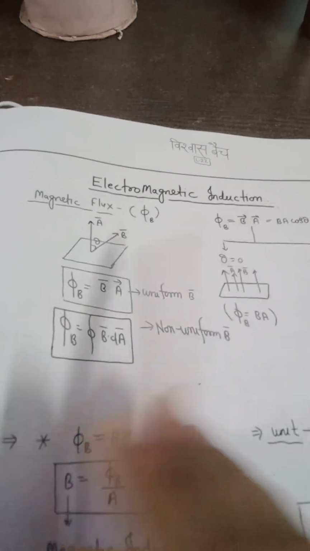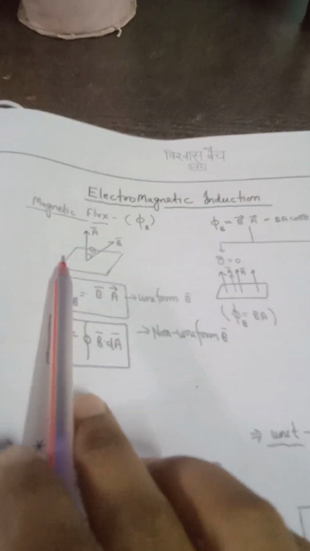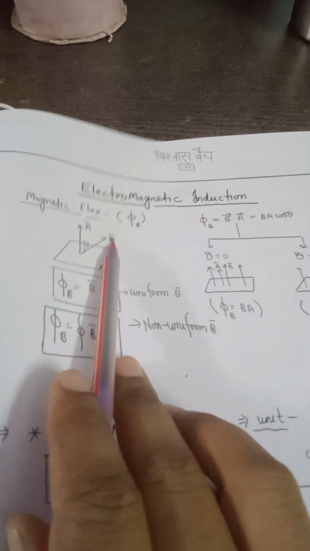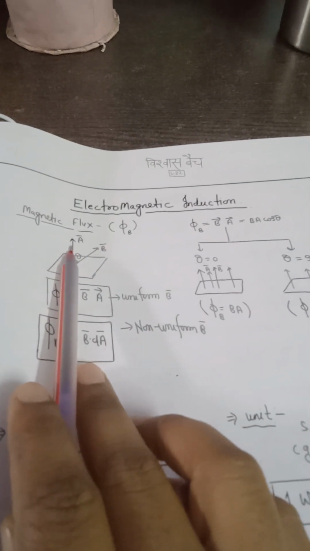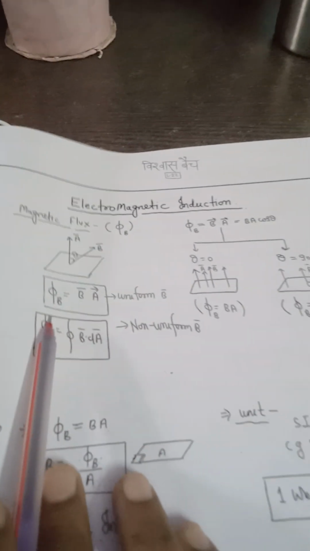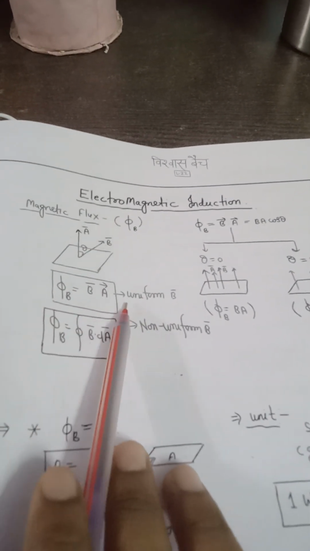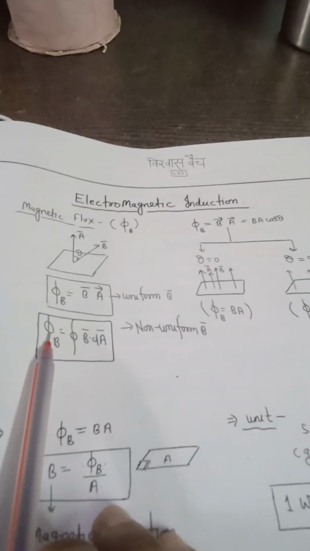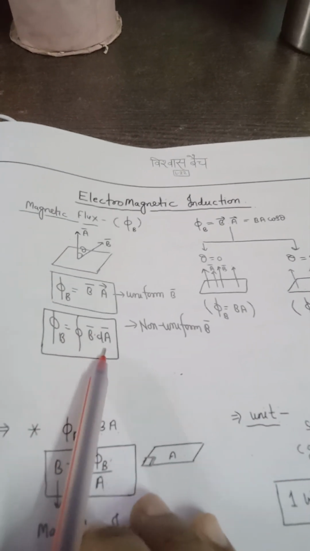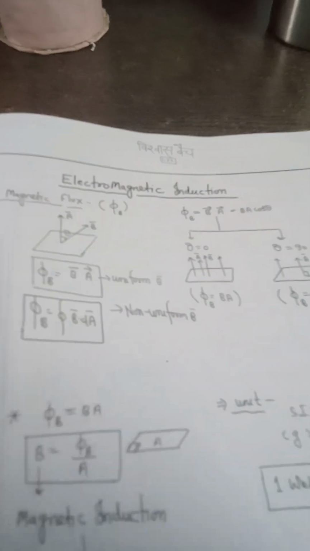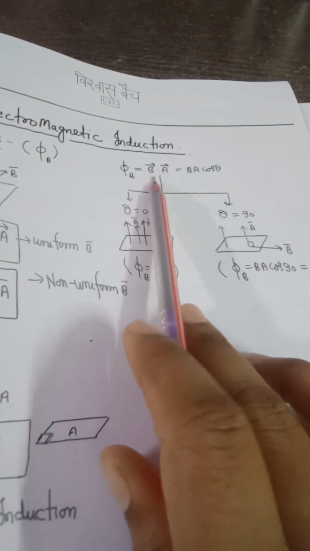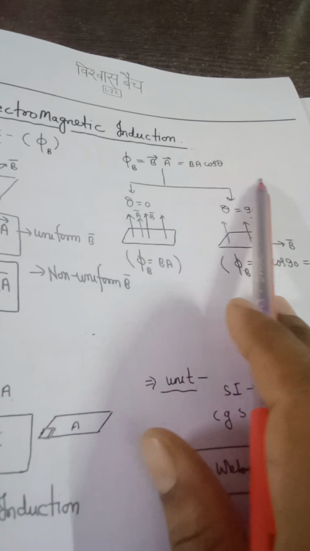You can see from this figure, this is a circuit, and this is the direction of the magnetic field, and this is the direction of the area. So the angle is theta. So magnetic flux is phi B equals B dot A for a uniform B, and for a non-uniform magnetic field, phi B equals the closed integral of B dot dA. And phi B equals B dot A equals BA cos theta.